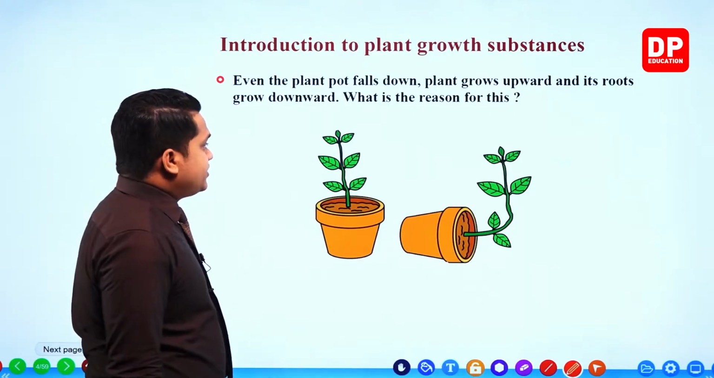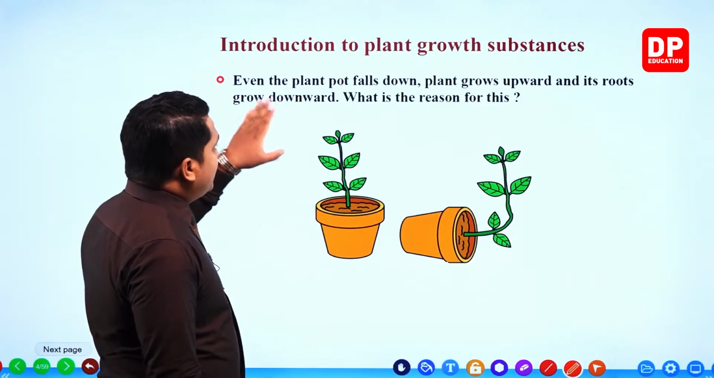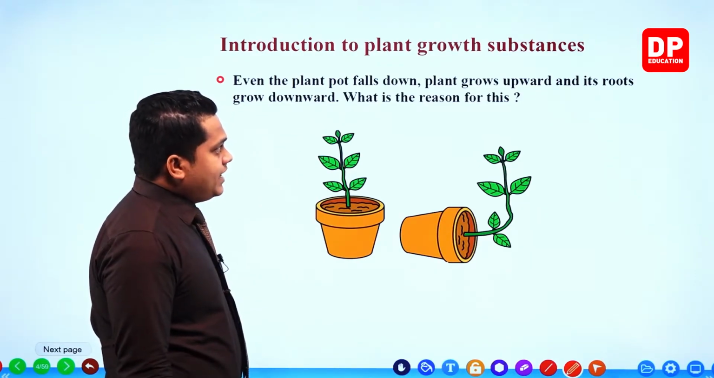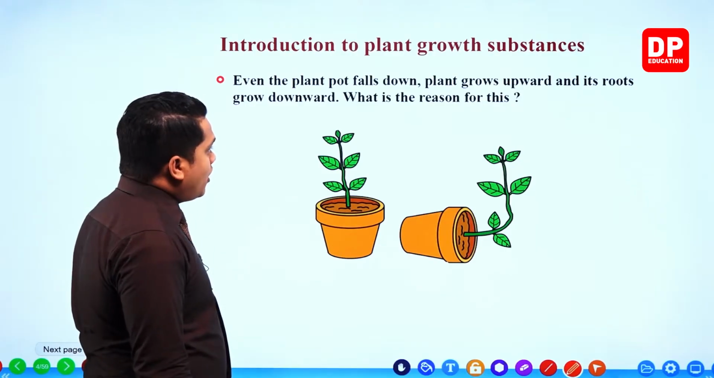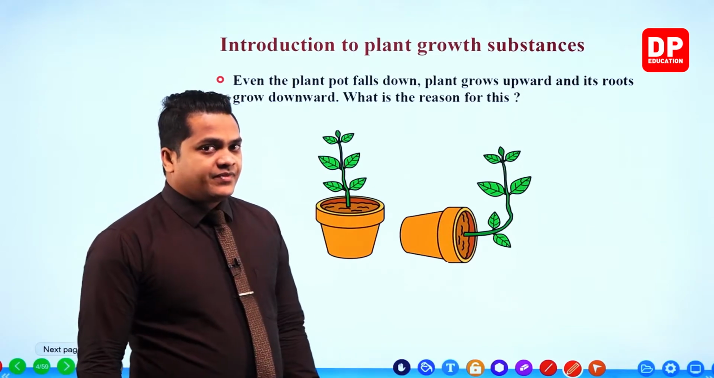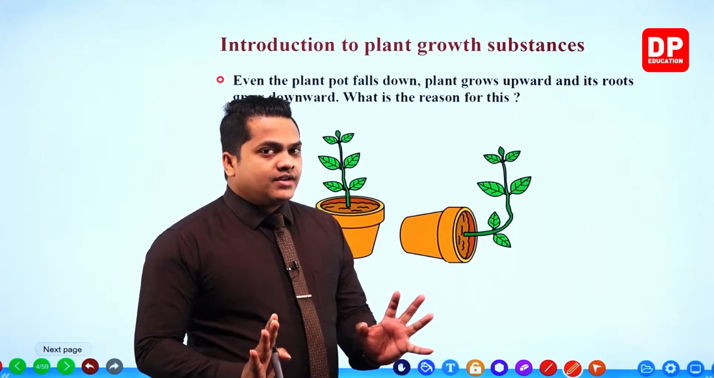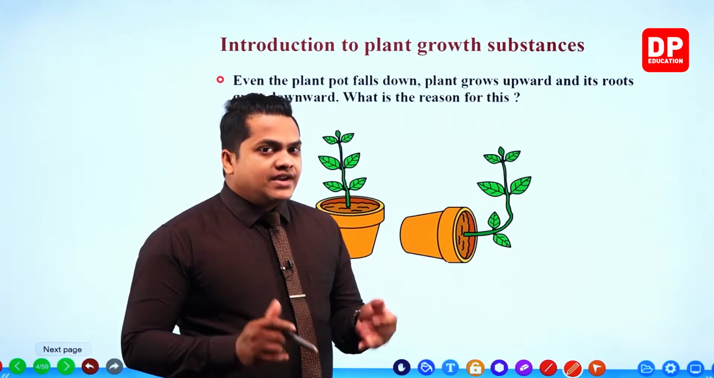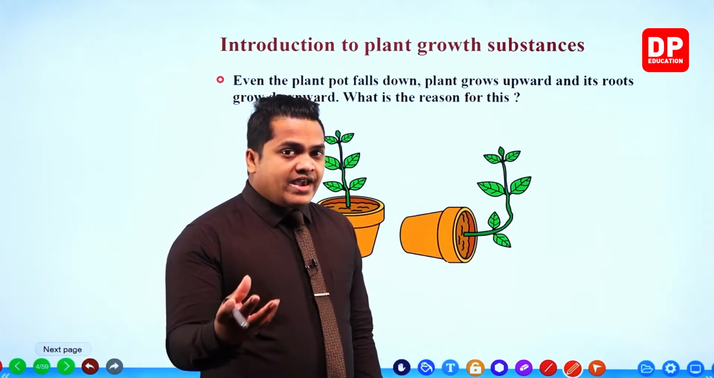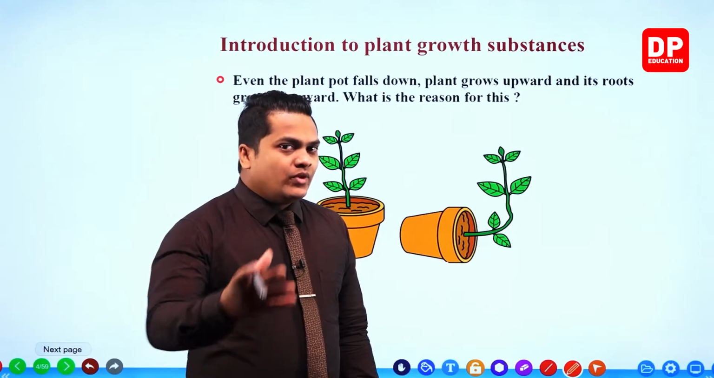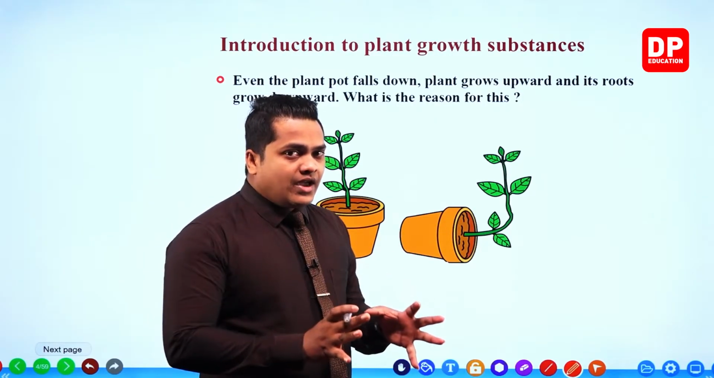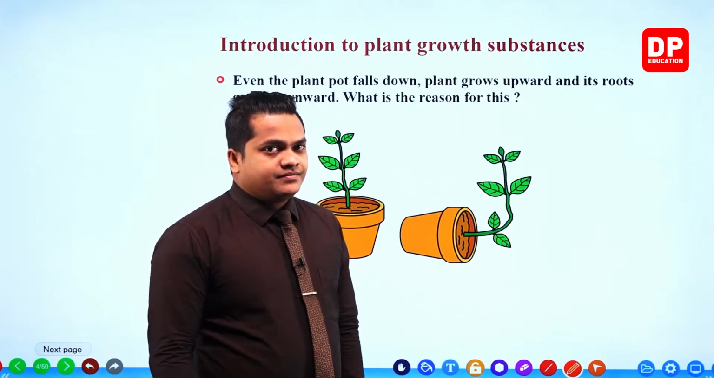Within this, my dear children, you know that even when a plant pot falls down, the plant grows upward and its roots go downward. You have been asked what the reason is. I told you that in order to identify this, we know that the apex is the part which is growing, so we are experimenting on the apex, to see whether it can identify direction or whether it helps the growth of a plant.